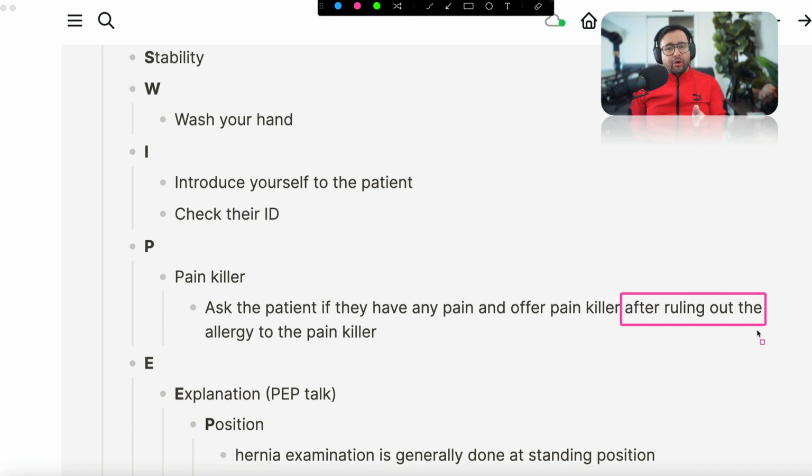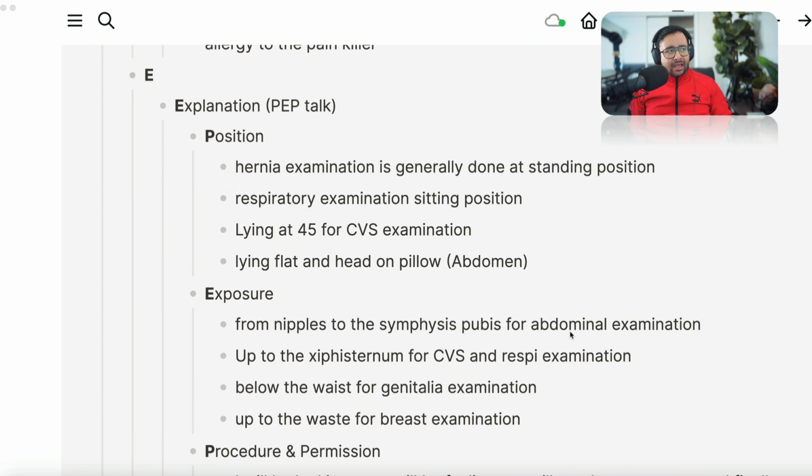Then you move to the more important part, which is explanation. So regarding explanation, again, people do it in different ways. I have just tried to summarize the important things about explanation for different cases here. So let's have a look here. I tend to call it a pep talk, just to help me remember the steps. So pep talk, or PEP, stands for position, exposure, procedure, and permission.